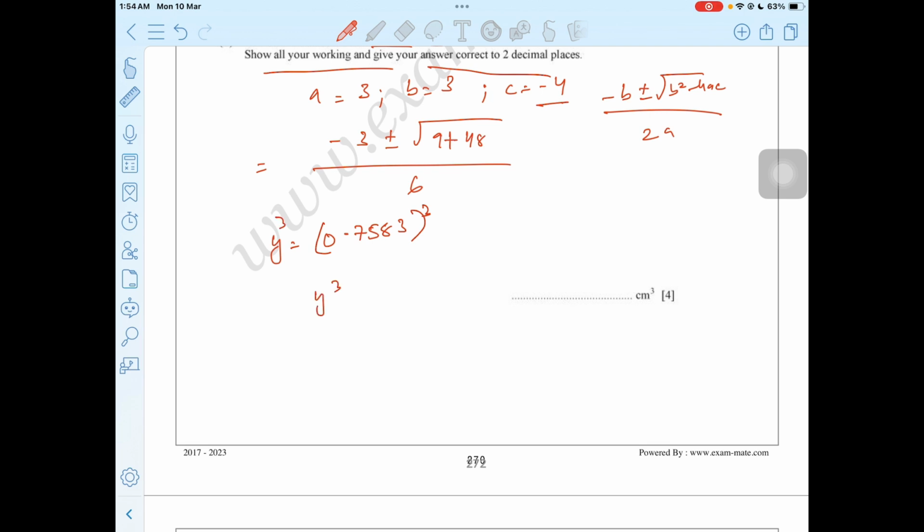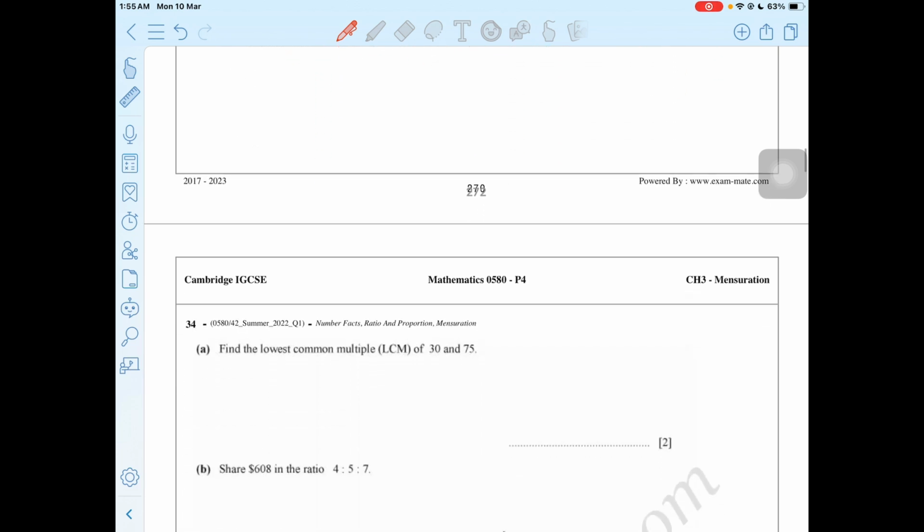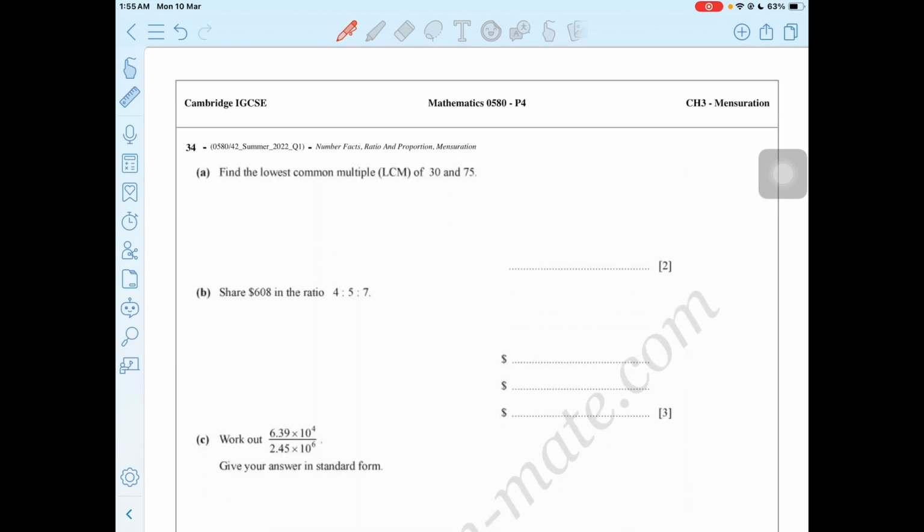Since this is y cubed, sorry, I made a mistake. This would be 0.7583 again. I basically made a square over here, so I was getting a wrong answer. So this would be 0.44, right? So let's move on to our last question, that is question number 34.